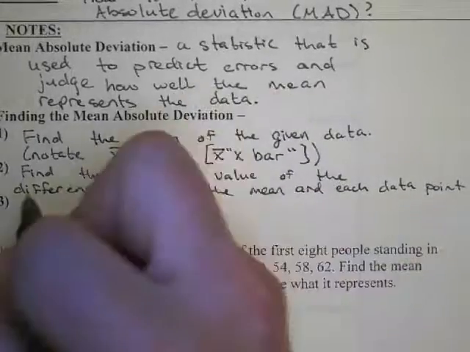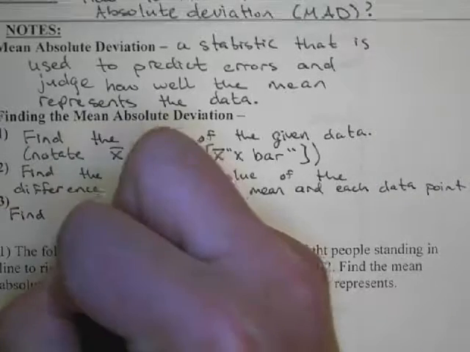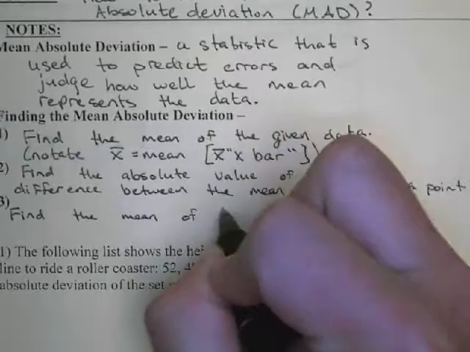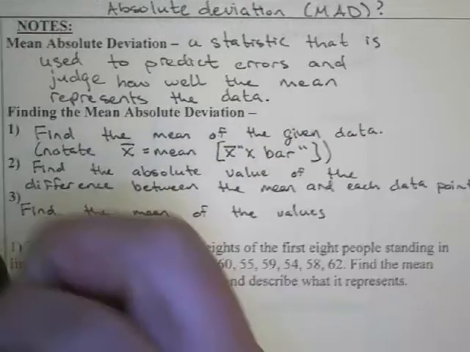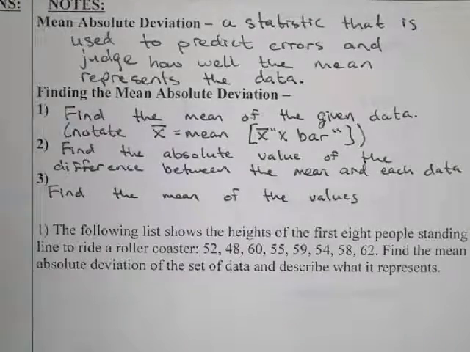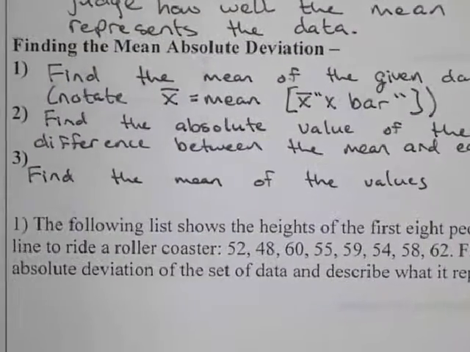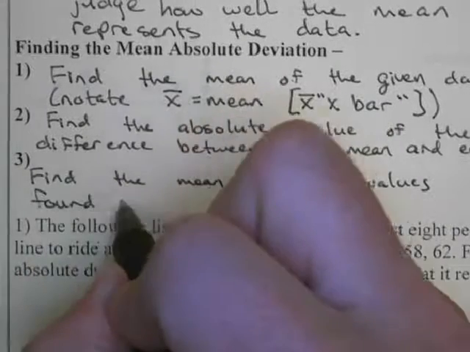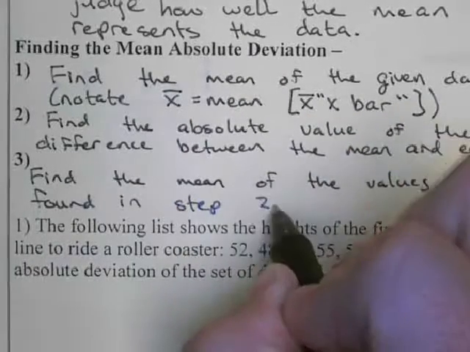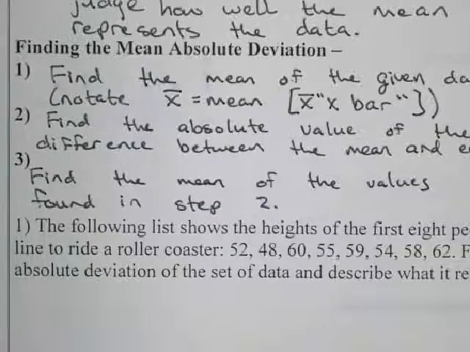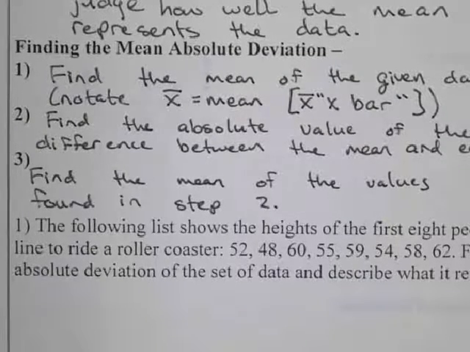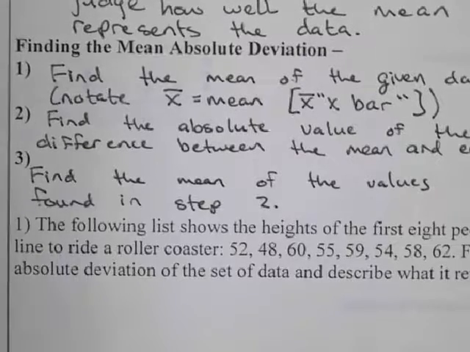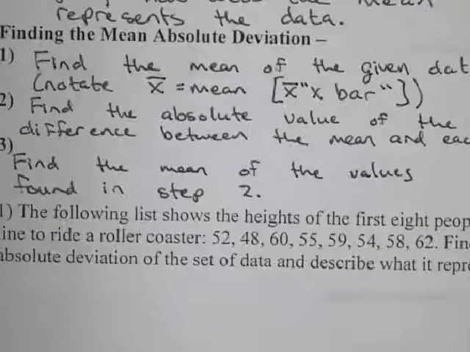Step 3 is we find the mean of the values found in step 2. So once we've found all these absolute values from finding the difference of the mean and each data point, then we add all those up together and divide by how many there are. So the process, while sounding kind of complicated, is fairly straightforward. So let's go ahead and do a couple of examples and see if we can make some sense of it.